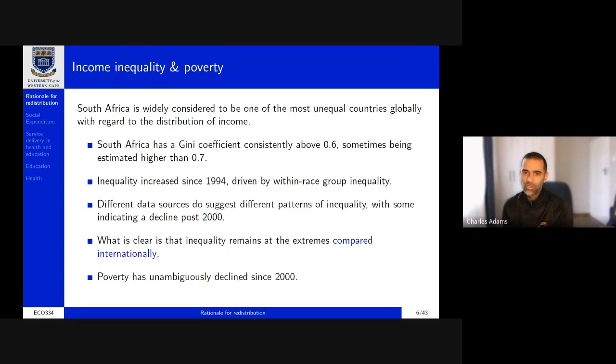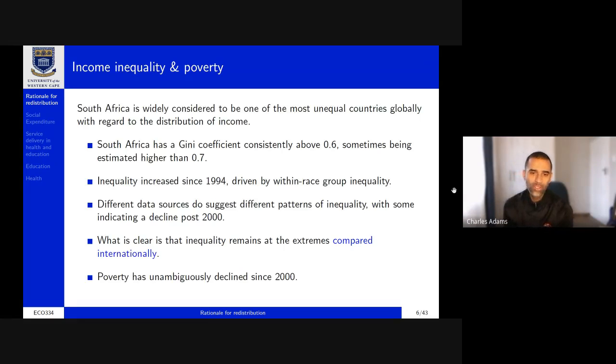As I said, different data sources do suggest different patterns of inequality over time. So some suggest that there's been somewhat of a decline in inequality over time, but some patterns also suggest an increase in inequality. And we'll look at how state intervention affects these measures in a moment. What we do know is that inequality is rather extreme when you compare it internationally. And the blue text here gives you a link to a site that shows some comparative data on inequality.